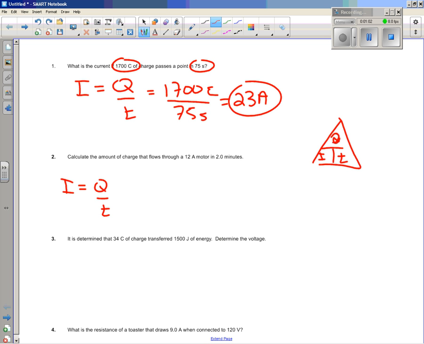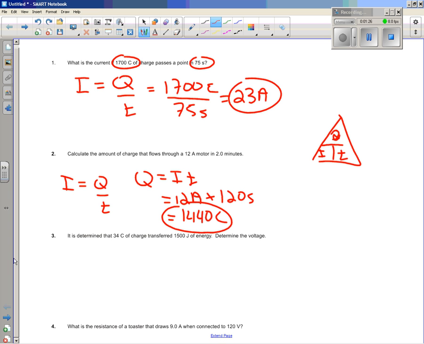So if I want to solve for charge, I have to go current times time. Charge equals current times time. So that's 12 amps for current, 2 minutes, but 2 minutes is 120 seconds. 12 times 120 equals 1440 coulombs of charge.